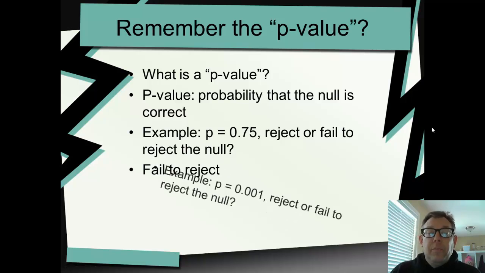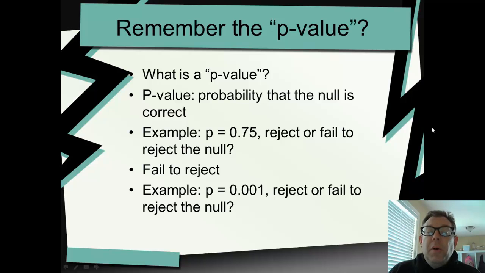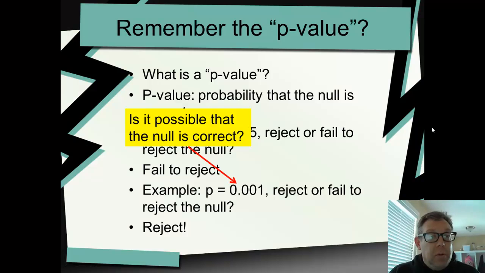Another example. P equals 0.001. Do we reject or fail to reject the null? In this example, we could reject the null because there's a very low probability that the null is correct. So we can go ahead and reject it. Now, is it possible in the second example that the null is correct? Yes, it is possible. We are never 100% certain.